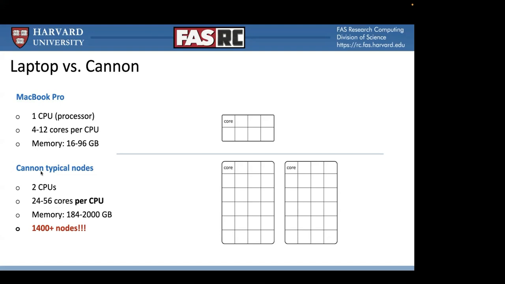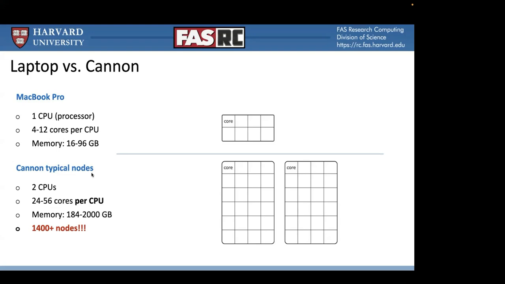The name of our current iteration of the cluster that we are running is called Cannon, which is named for Annie Cannon, who was a pioneer in astrophysics. So when you hear us talk about the Cannon cluster, this is the main cluster that we're referring to.